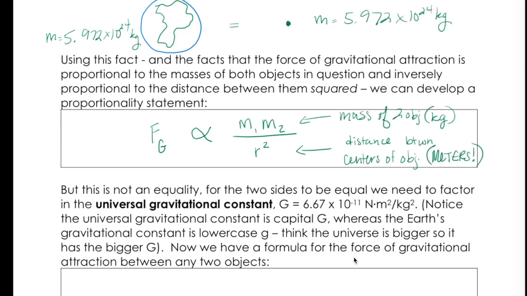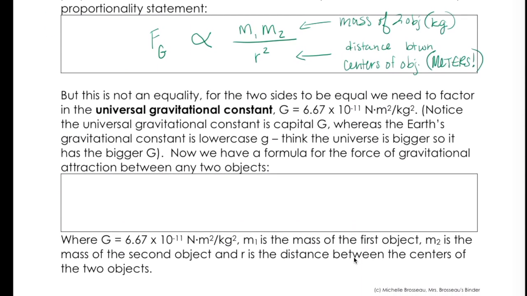But this is not an equality. For the two sides, we do need to factor in the universal gravitational constant, which is given to you here. For tests, I will give you this value. You do not have to memorize it. But like I was saying before, we're going to represent this with a capital G instead of a lowercase g. So the universal gravitational constant is given a capital G to distinguish it from the lowercase g, which is the constant of acceleration of gravity here on Earth.